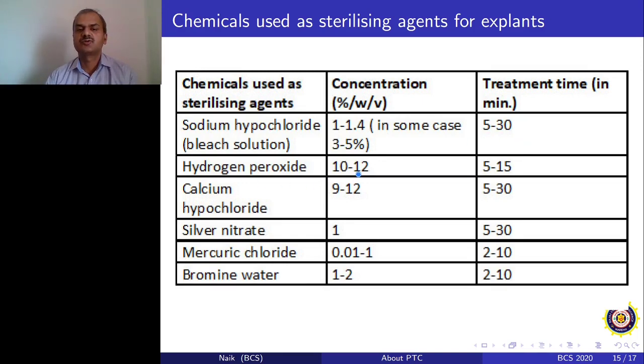In case of hydrogen peroxide, you can take 10 to 12% and you can use it for 5 to 15 minutes. Hydrogen peroxide sometimes also causes serious damage to the explant. So although it is utilized by many people, I have never used it. I have used sodium hypochlorite, mercury chloride, and calcium hypochlorite solution. These are the three. Mercury chloride is not good because it has mercury and you don't want to pollute your basins and the institutional drainage system, and therefore sodium hypochlorite is the best choice, at least in India, which is cheaply available. It is not expensive at all.